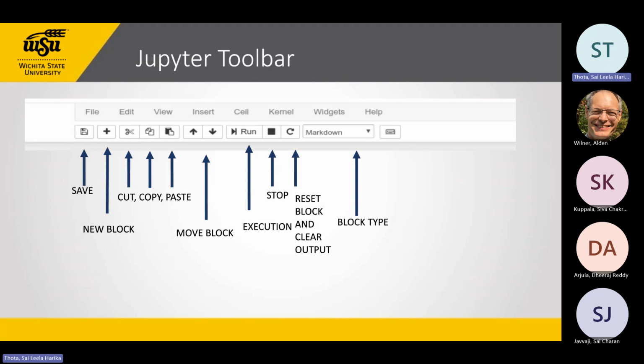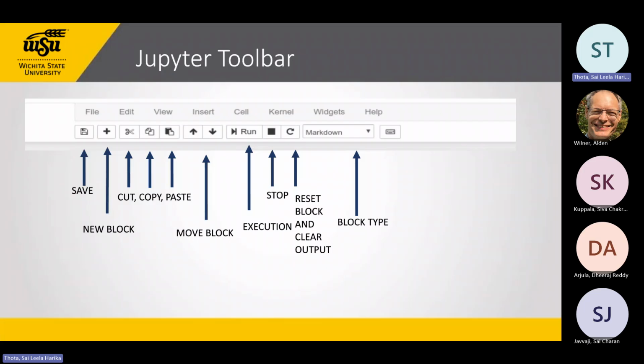And move block. For example, if you have written all the code, there will be 4 to 5 cells. If you want to move a cell from one place to another place, with the help of move block, you can use that option to move the cells. And next, execution. In order to run the code, you just need to click on the run button so that your code will be executed. And stop. If you want to stop the execution at any point, you can use that button.